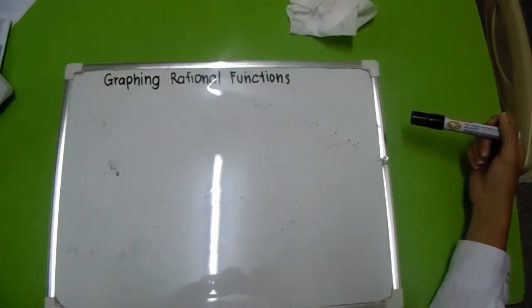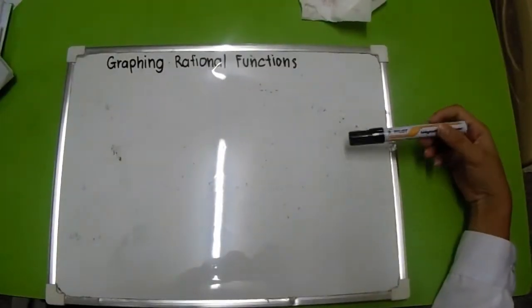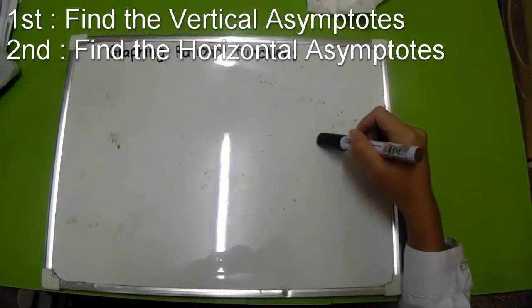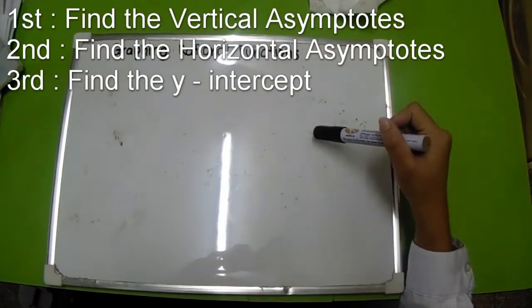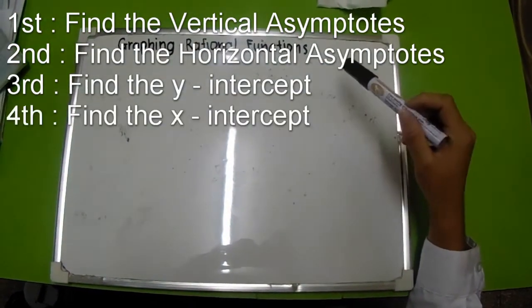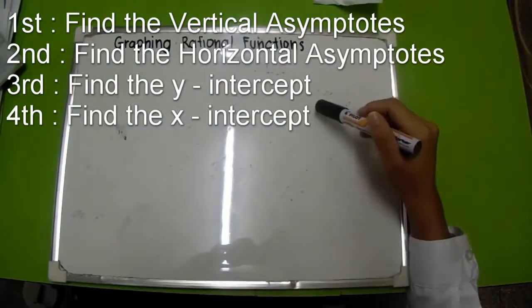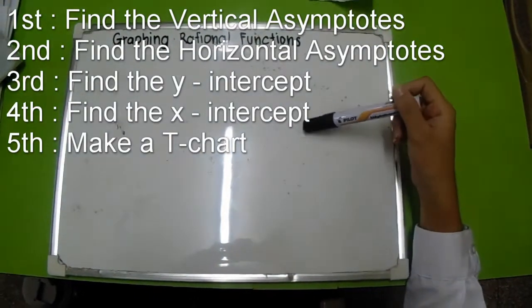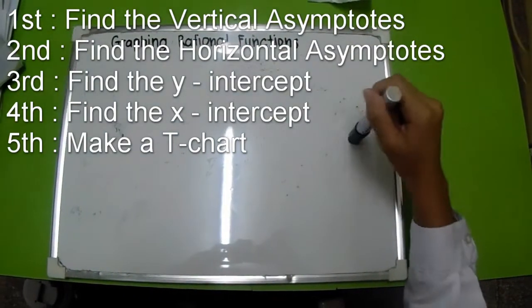The steps of graphing a rational function. First is to find the vertical asymptote. Second is to find the horizontal asymptote. Third is to find the y-intercept and the x-intercept. And fourth, make a t-chart. So choose x values on either side and between all vertical asymptotes.